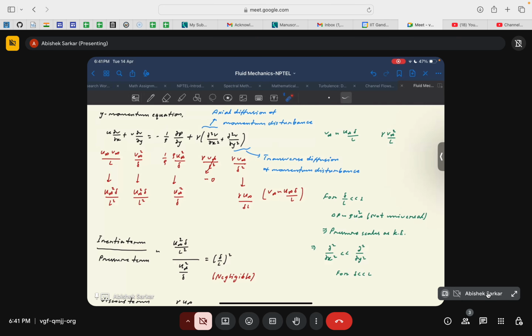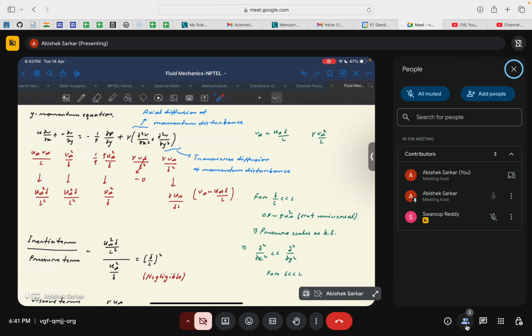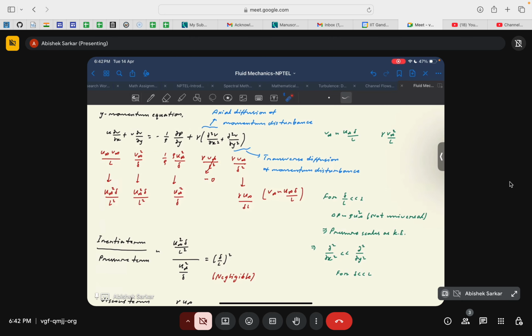I hope this approximation and this cancellation of the terms are understood. I won't say it's 100% clear at the first go. It's difficult to take it in the first go itself, but at least why we are cancelling this term is understood. Just take this scaling, then you will understand why it can be easily cancelled out. So this term is very small, so it is 0.